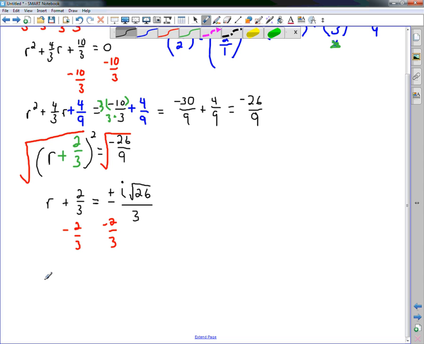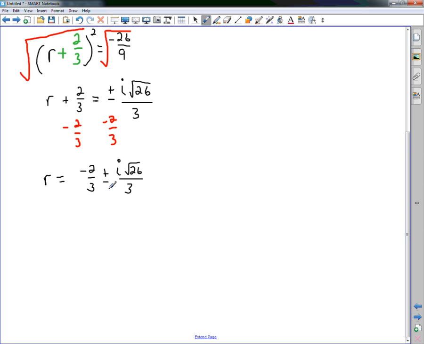And that gives me r equals negative 2/3 plus or minus i square root of 26 over 3. Since both of these have the same denominator, I'm going to make this a single fraction. The way we do that is we have the negative 2 plus or minus i square root of 26. That's my numerator. And we end up with a 3 on bottom.